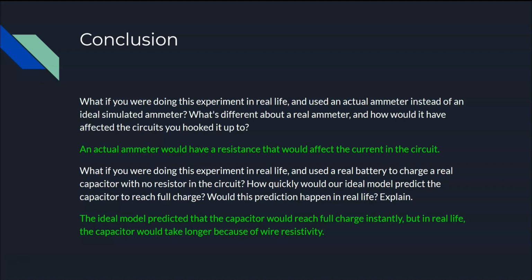The next question is, what if you were doing this experiment in real life and used a real battery to charge a real capacitor with no resistor in the circuit? How quickly would our ideal model predict the capacitor to reach full charge? And would this prediction happen in real life? Explain. My answer to this is the ideal model predicted that the capacitor would reach full charge instantly, but in real life, the capacitor would take longer because of wire resistivity.